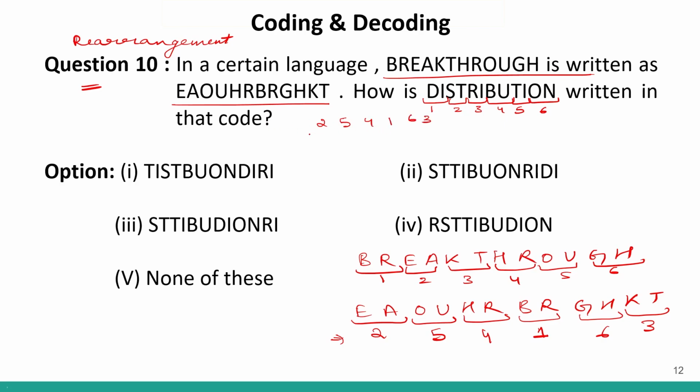Correct? So at 2 we have ST. 5 we have TI. 4 we have BU. 1 we have DI. 6 we have ON, and at 3 we have RI. So this will be my rearrangement, that is STTIBUDIONRI. And this is given in option number 3. So option number 3 will be the correct answer to this question.